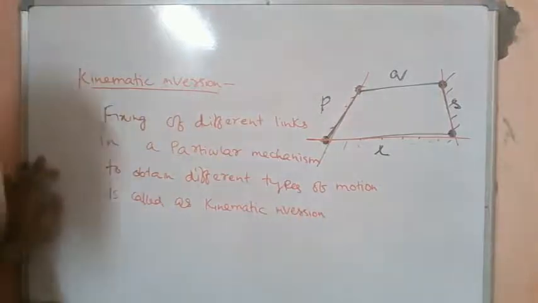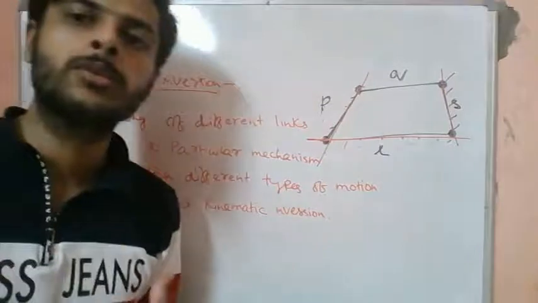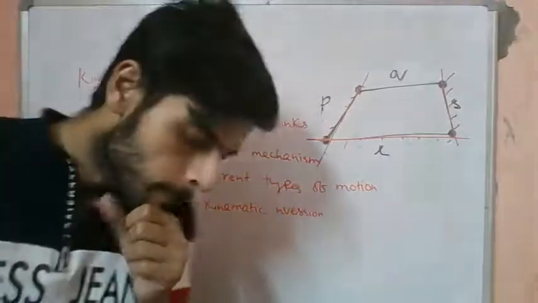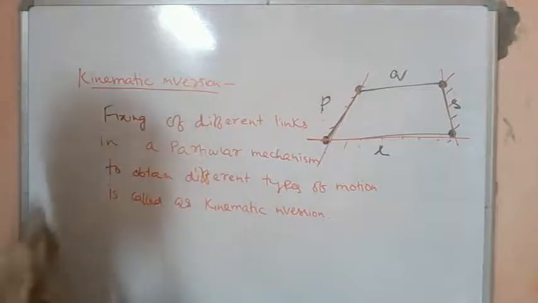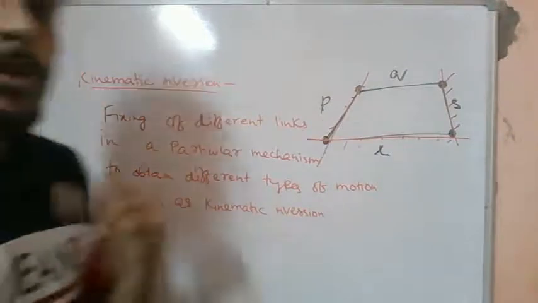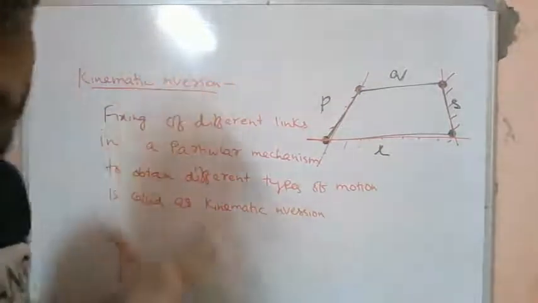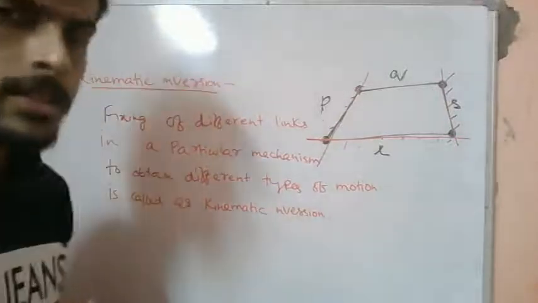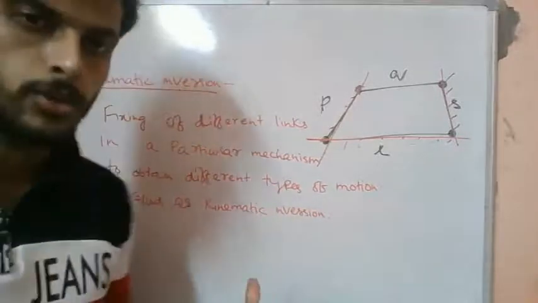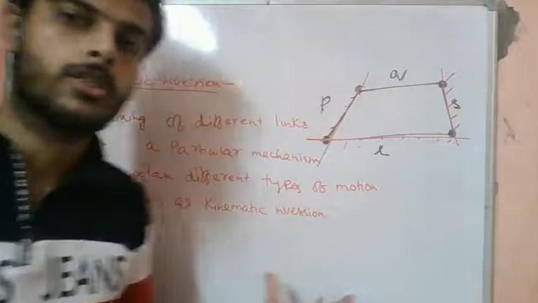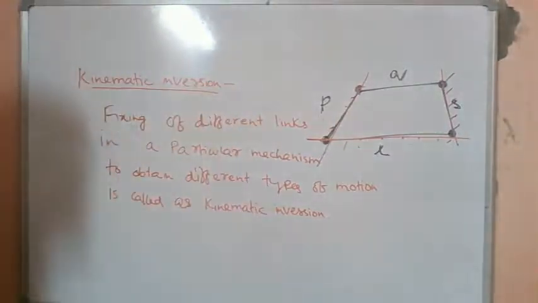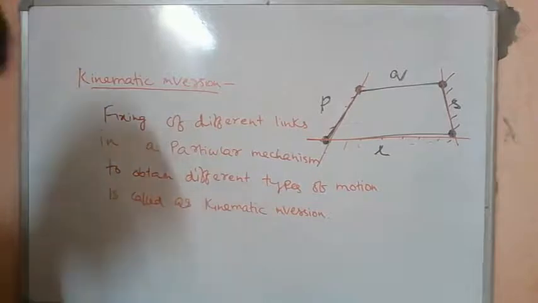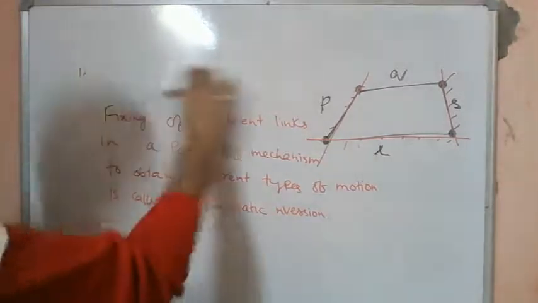So we will fix each of the links once at a time and we will analyze the motion, what happens. So what do we mean by kinematic inversion? Fixing each of the different links once at a time results in a different type of motion. That fixing of different links is called kinematic inversion. So let's erase and see what happens.